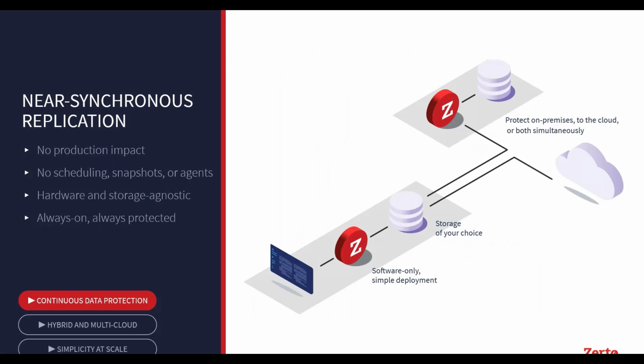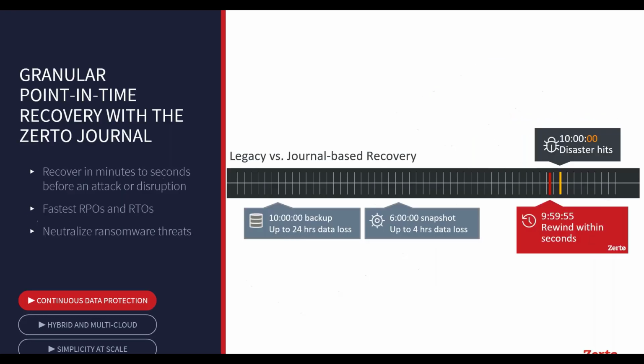Continuous data protection is a combination of three elements, really. The first one is near synchronous replication, the ability to replicate in near real time from on-premises or from other platforms to other on-premises infrastructures or to cloud infrastructures on whatever storage you choose. And it's hardware and storage agnostic. It means that your critical assets, and even your least critical assets, can be protected with always-on protection. That's one aspect of it.